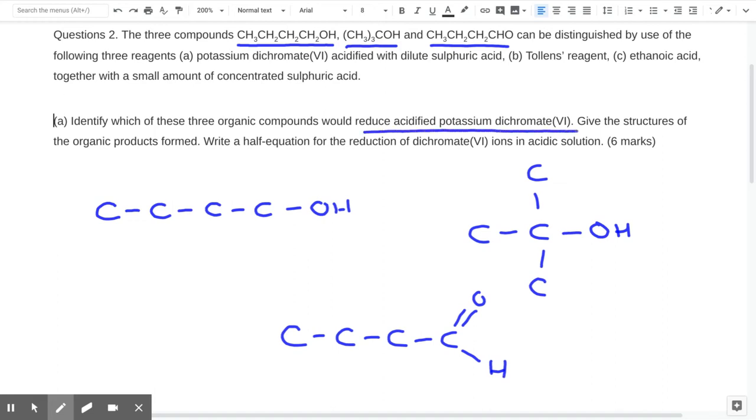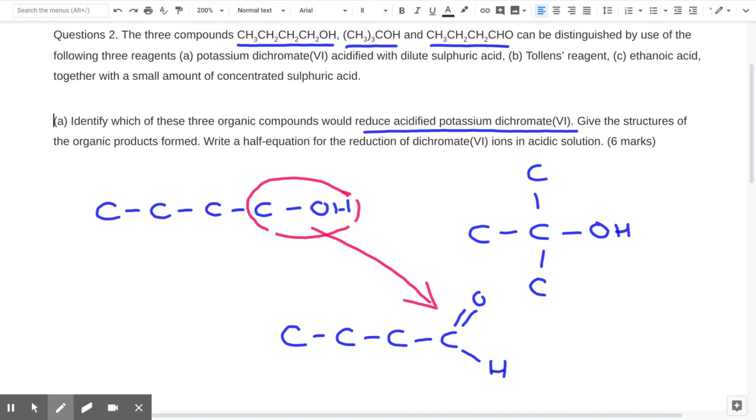So basically, which of these would be oxidized by potassium dichromate? So we need to have an oxidizable group. So obviously, butanol can be oxidized itself and would actually be oxidized to butanal in the first instance.